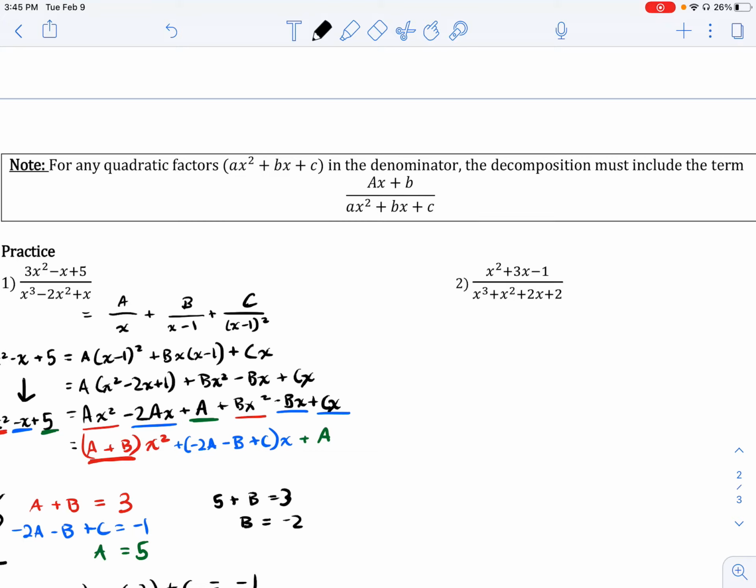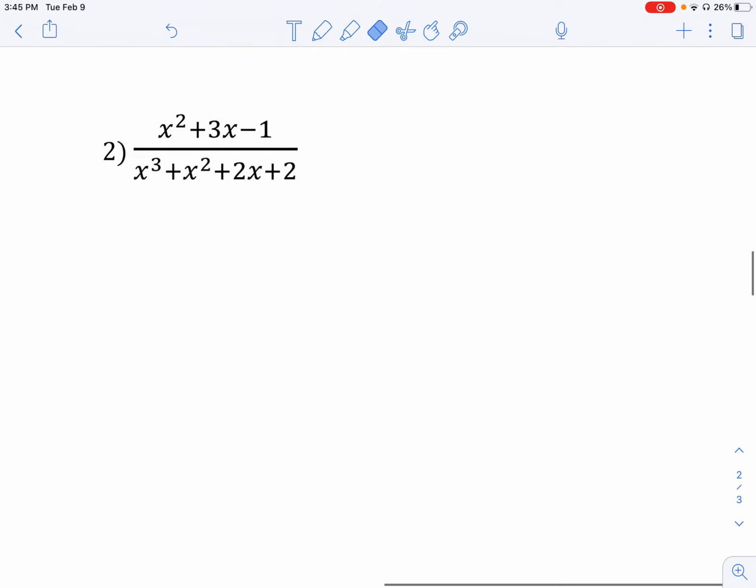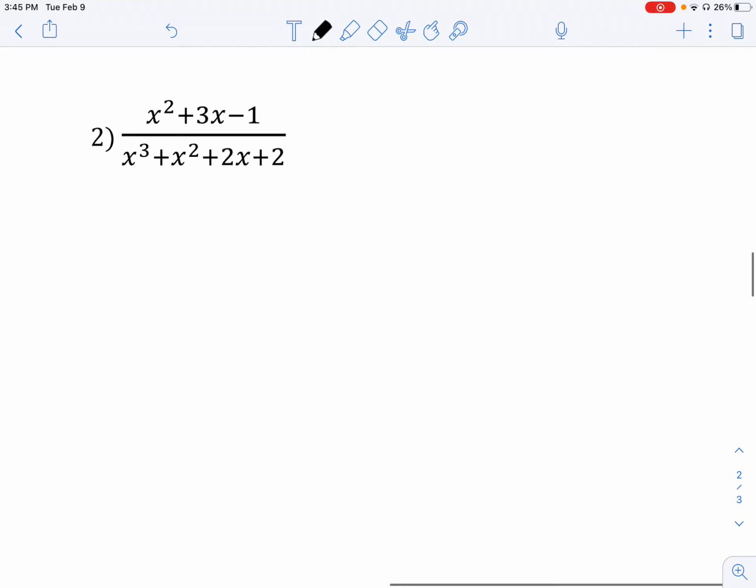To be clear, this does not include what we did in this previous problem. So this x minus 1 squared, we don't consider that a non-factorable quadratic factor. We look at that as a repeated linear factor. So don't confuse the two. But let's take a look at number 2, because I think that actually seeing the factor will hopefully distinguish this.